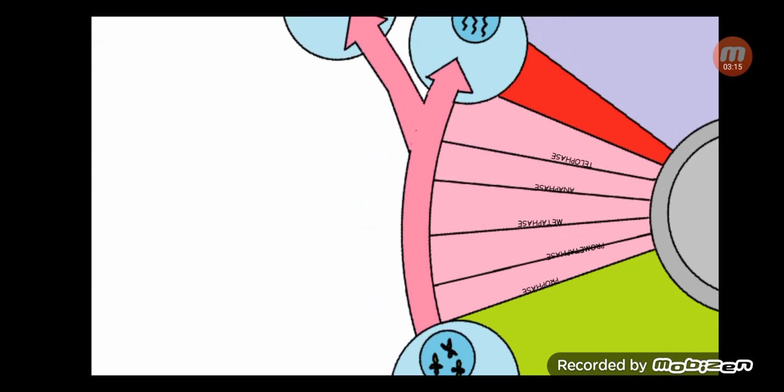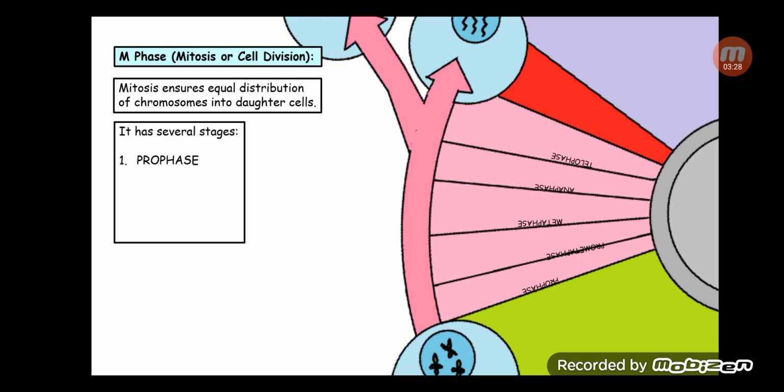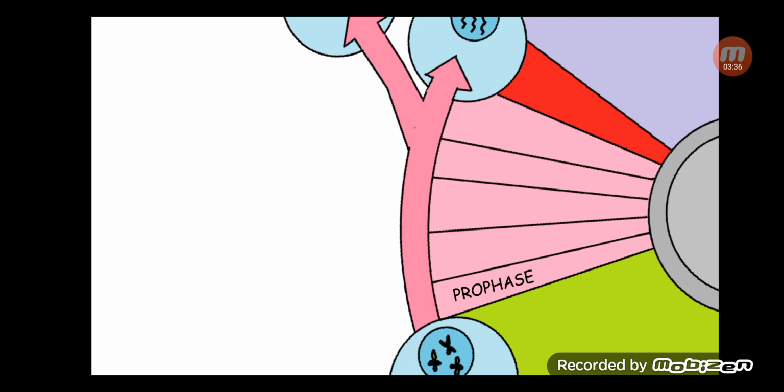Now we have the next major stage of cell cycle, that is M phase, that is also called mitosis or cell division. It ensures equal distribution of chromosomes into daughter cells. It has several stages including prophase, prometaphase, metaphase, anaphase, telophase, and at the end there happens cytokinesis.